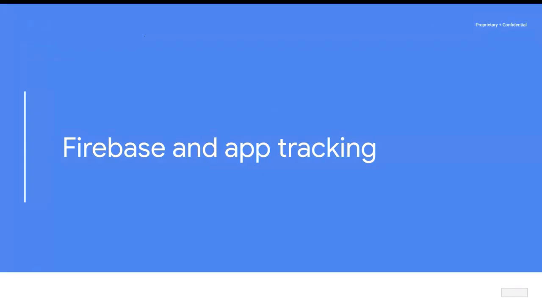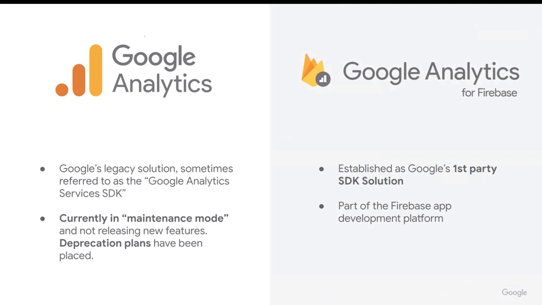So, kicking off with Firebase and app tracking. The GA app properties have for a long time been Google's main solution for app measurement, and they have obviously been adjusted from their web version, which was quite evident in the way that they were built, and they weren't planned with a mobile apps first mindset. In contrast, Google Analytics for Firebase has been developed from the ground up and built specifically around addressing some of the shortcomings of the legacy solution.